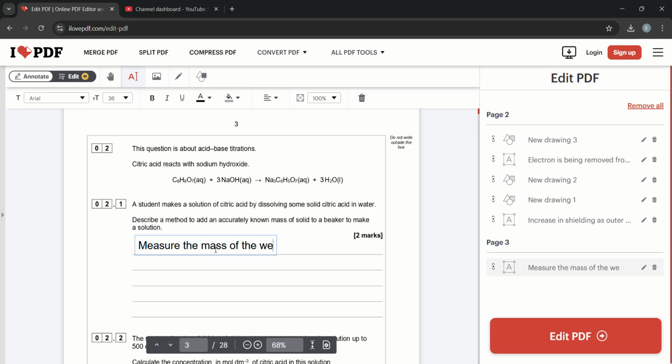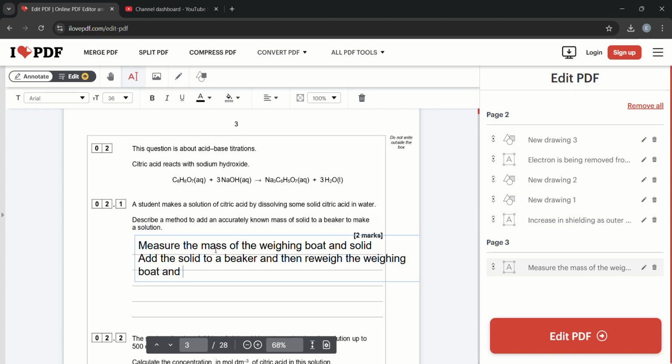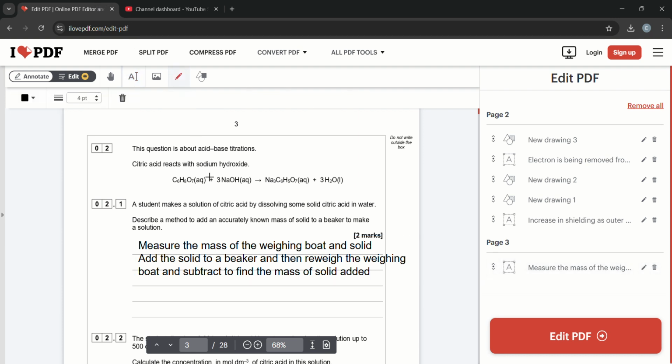So measure the mass of the weighing boat and solid. Add the solid to a beaker and then reweigh the weighing boat and subtract to find the mass of solid added. It sounds complicated, but if you visualize it in your head, or you watch a video on it, it's not that complicated.